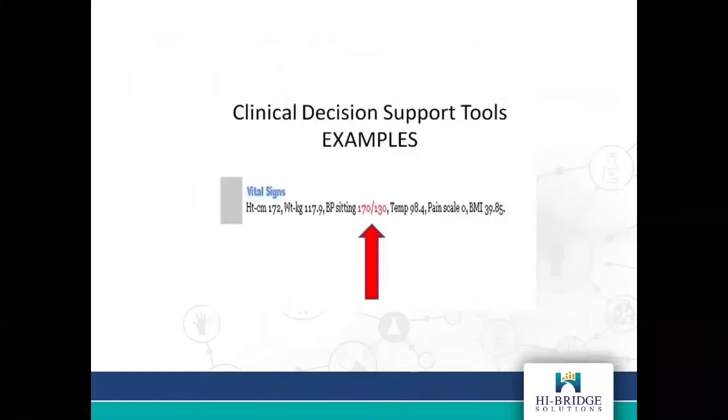So for example, here's another clinical decision support tool. You see this patient's blood pressure is elevated. This is an alert that is in red and in bold. It states that this patient's blood pressure is elevated, so it prompts the provider to make a clinical decision. So this is just an example, and like I said, a lot of this can be set up in your EHR system.